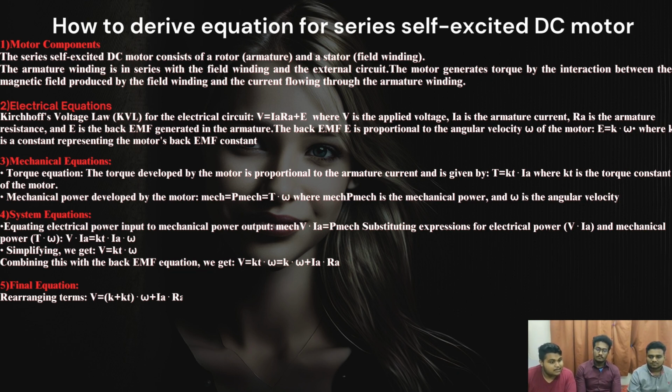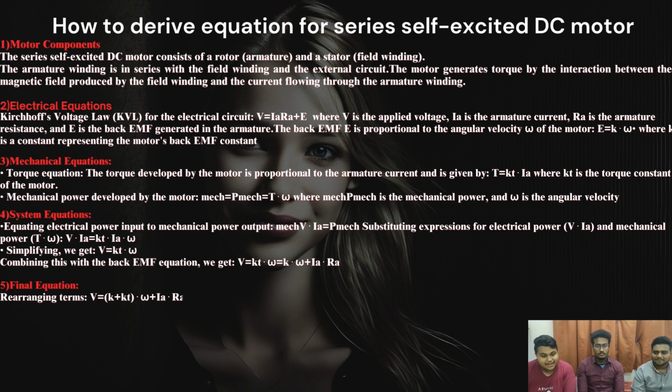So third, mechanical equations. Torque equation. The torque developed by the motor is proportional to the armature current and is given by T is equal to KT times IA, where KT is the torque constant of the motor. Next, system equations. Equating electrical power input to mechanical power output, which is V times IA is equal to P mech. Substituting expressions for the electrical power, V times IA, and mechanical power, T times W, V IA is equal to KT.